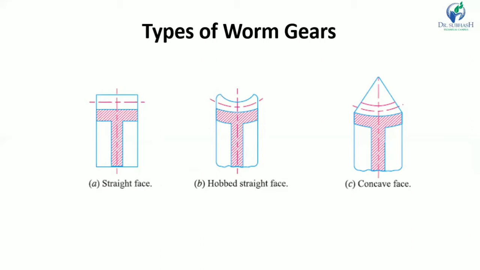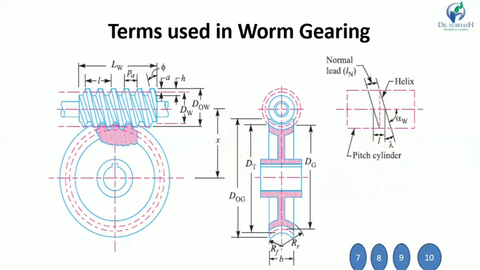Now, the next step is the terminology, or the terms used in worm gearing. In this figure, you can see the two mating gears, the worm and the worm wheel. Two views are shown, with the pitch cylinder and the different angles. The first one is the axial pitch. You can see this PA, it shows the axial pitch.